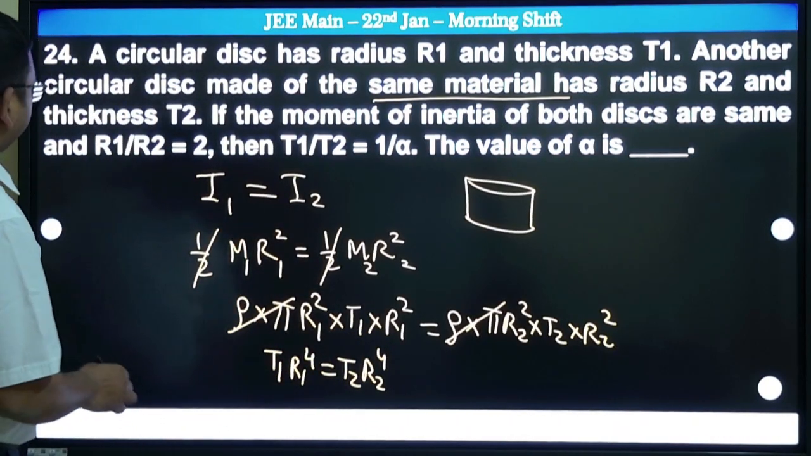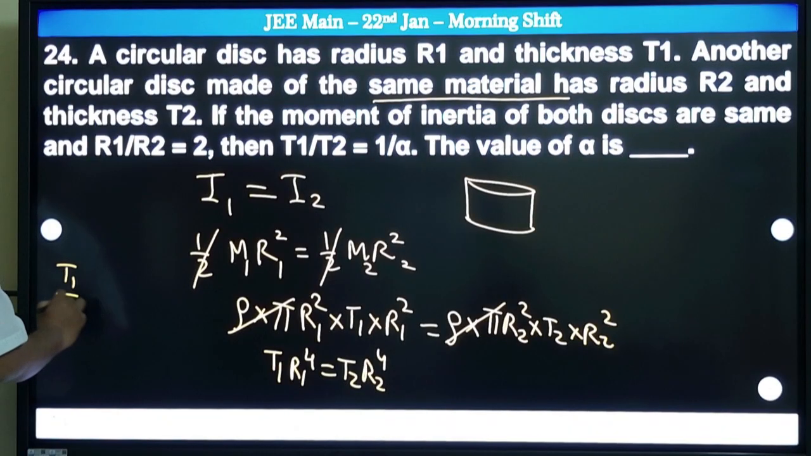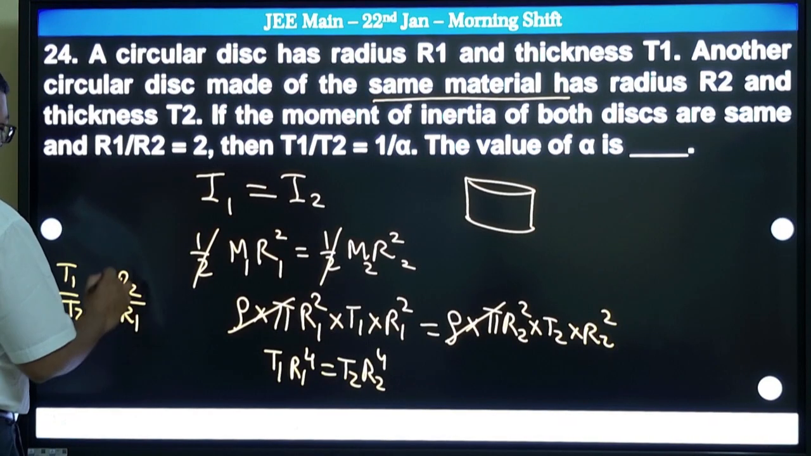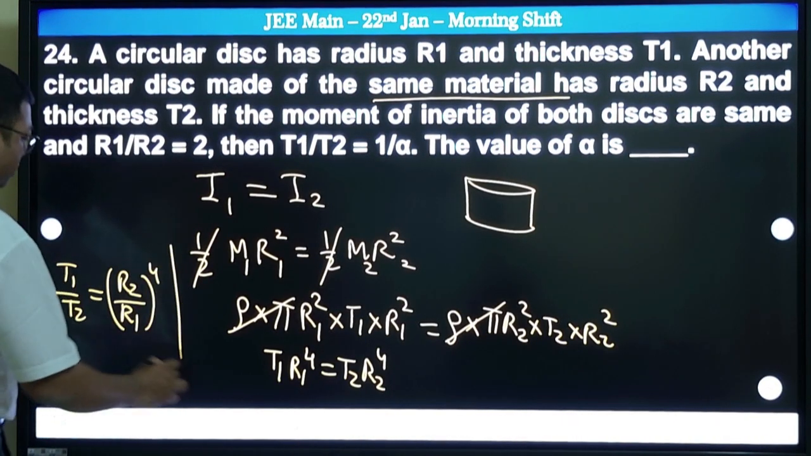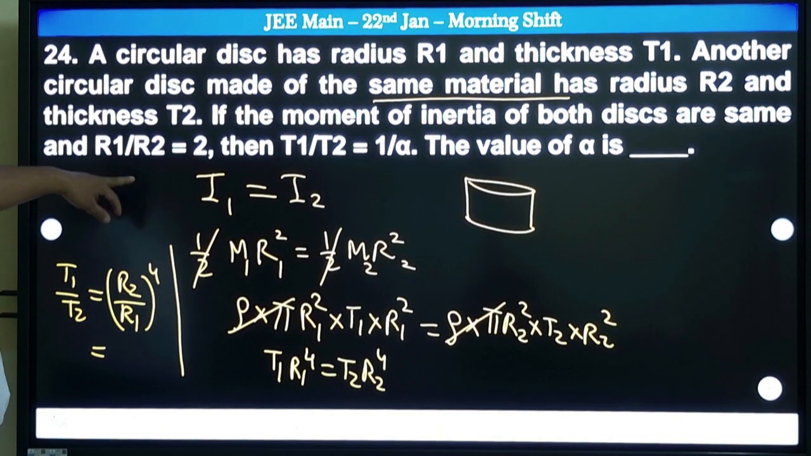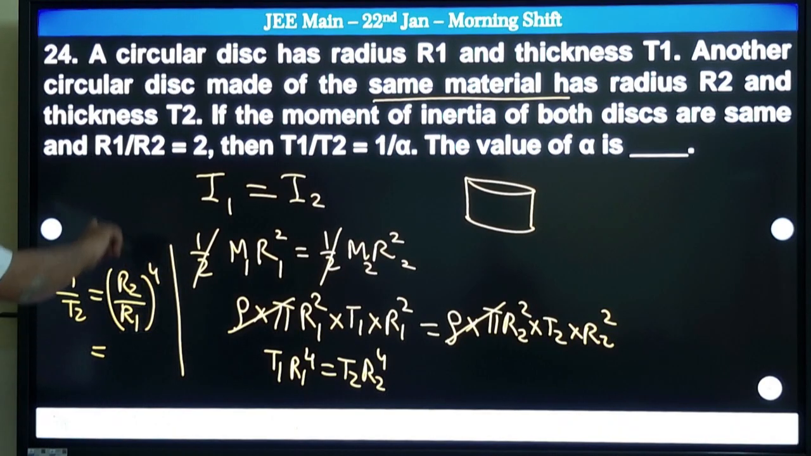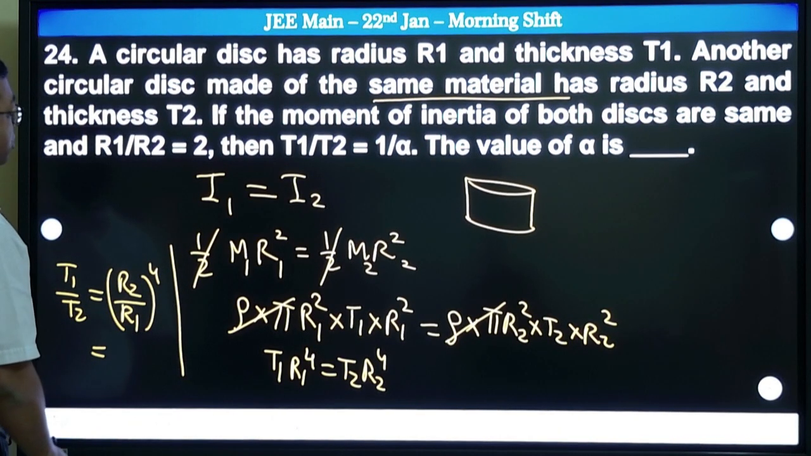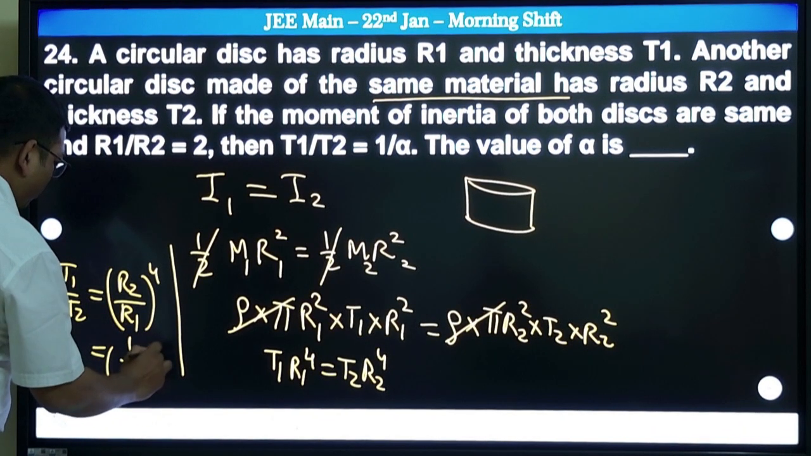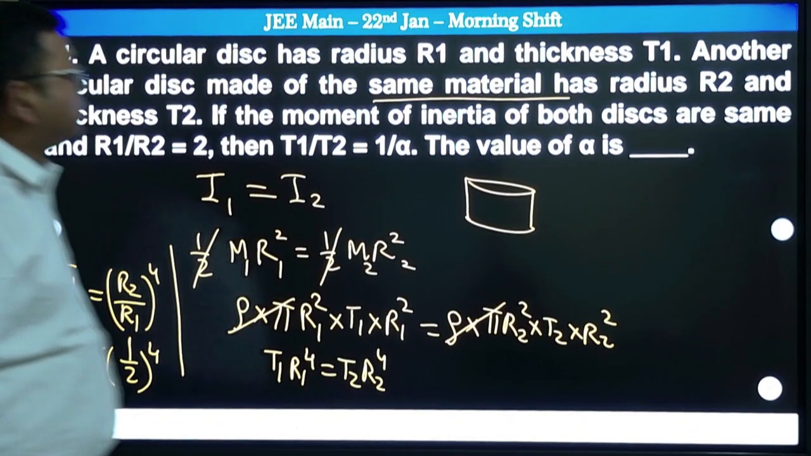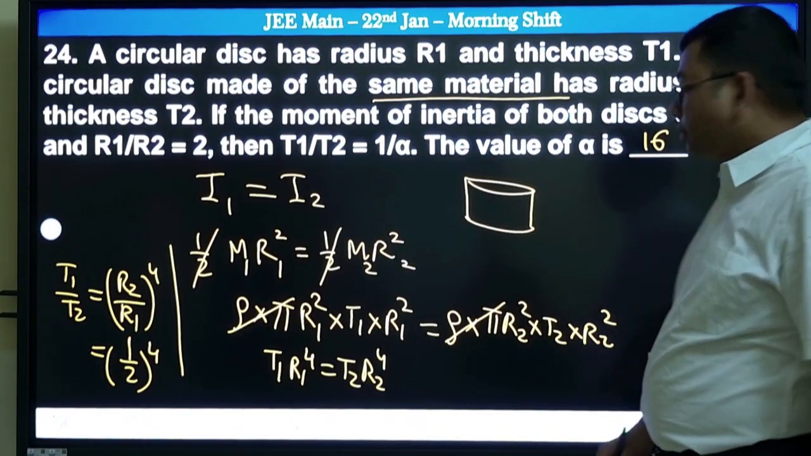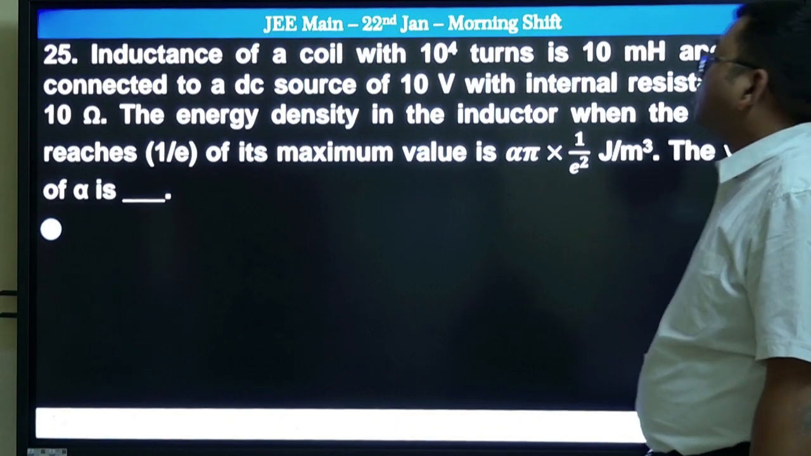So we need to calculate t1 by t2. So t1 by t2 is equal to r2 by r1 to the power 4. Substitute this value. R2 by R1 will be 1 by 2. 1 by 2 to the power 4 means 1 by 16. So alpha will be 16 here, right? Then let us move to the next.